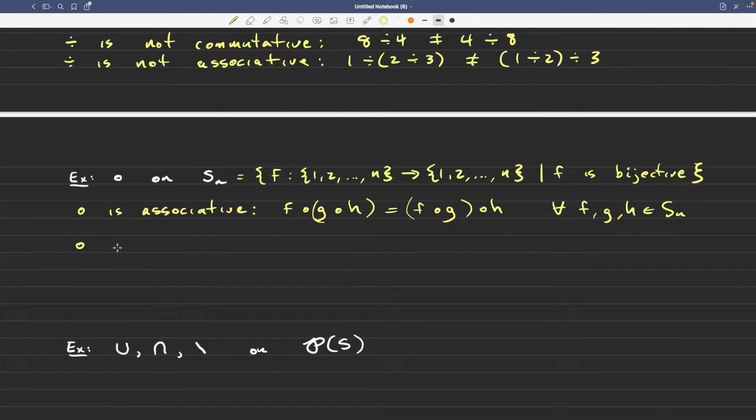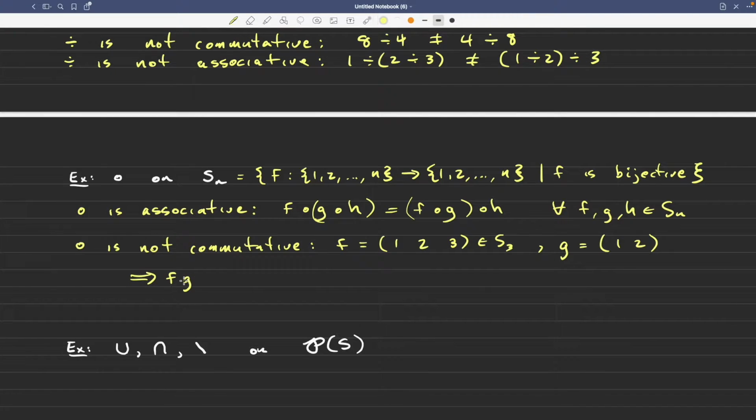On the other hand, composition is not commutative. For example, if f was the permutation (1 2 3), let's say in S3, and g is the permutation, I don't know, let's say (1 2), then if you do fg, that composition, let's see what that works out to be. 1 goes to 2 in g, and then 2 goes to 3, so you get 1 goes to 3, and then 3 goes to 3 in g, then 3 goes to 1, and then 2 goes to 1 in g, and then 1 goes to 2.